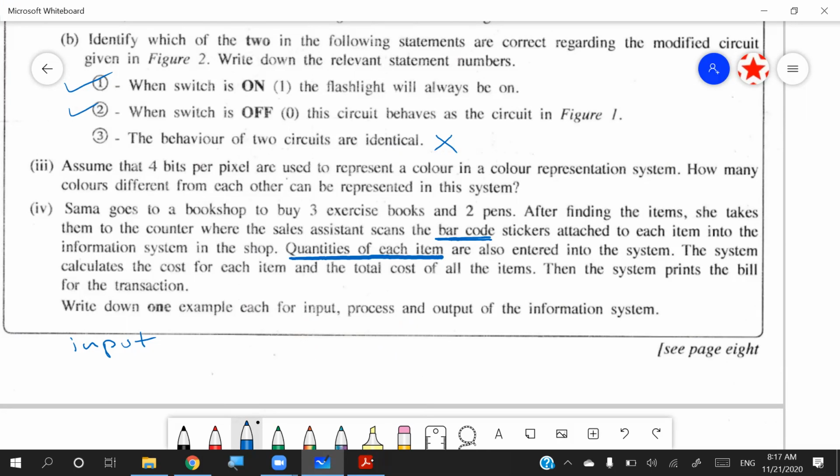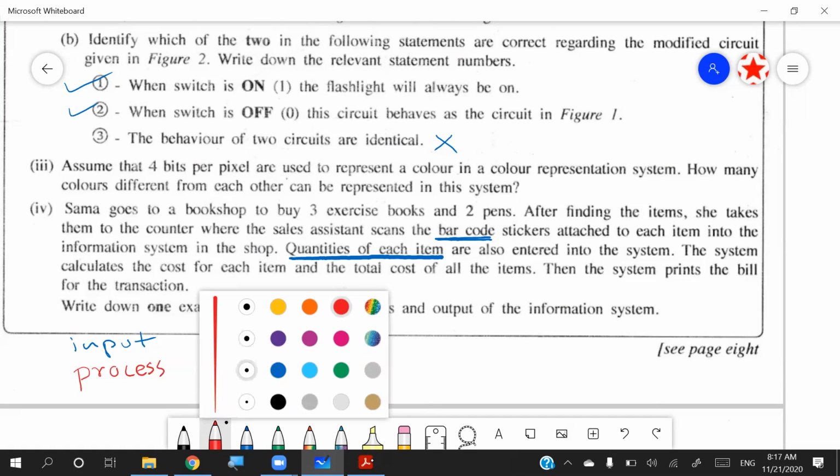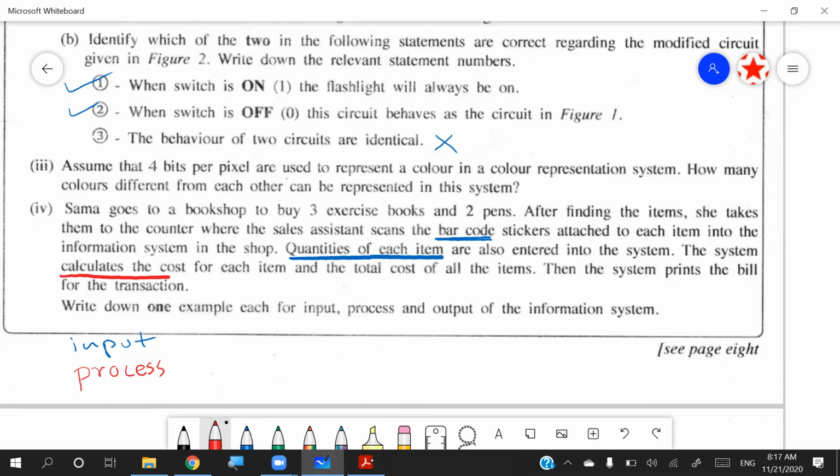The system calculates the cost for each item and the total cost of all the items, then the system prints the bill for the transaction. So processors, I'm going to put it from the red. So these will be the processors. Calculate cost for each item and calculating total cost. There can be 2 things, right? Total cost of all items, right? And the output is print the bill, right? So these are going to be your answers, right?